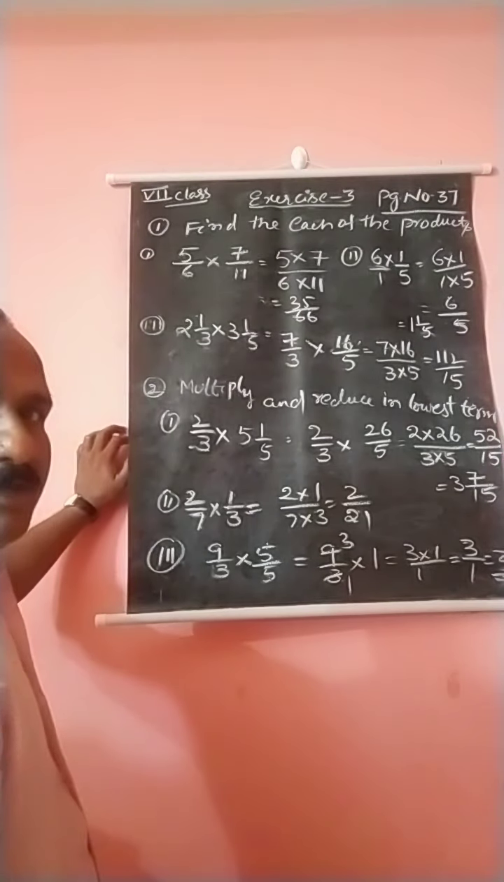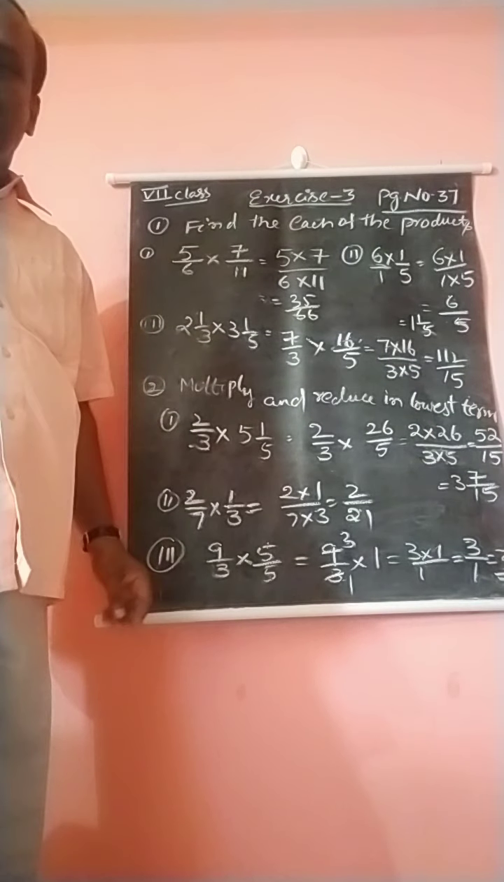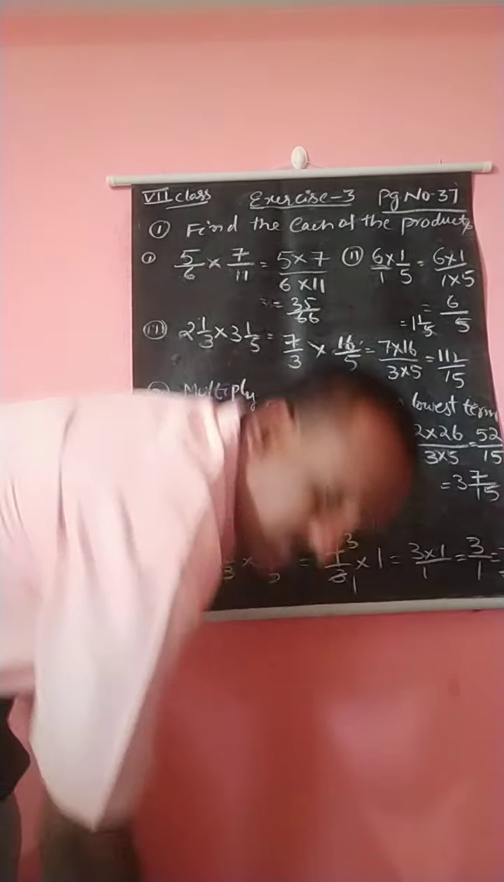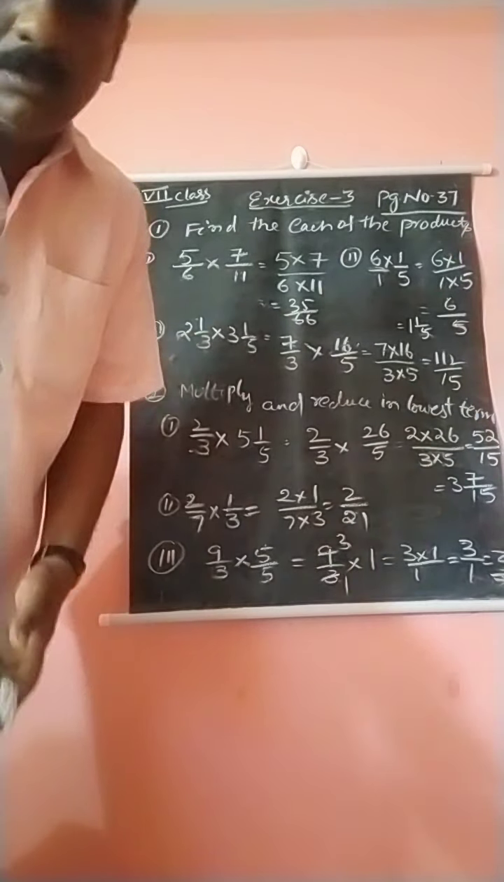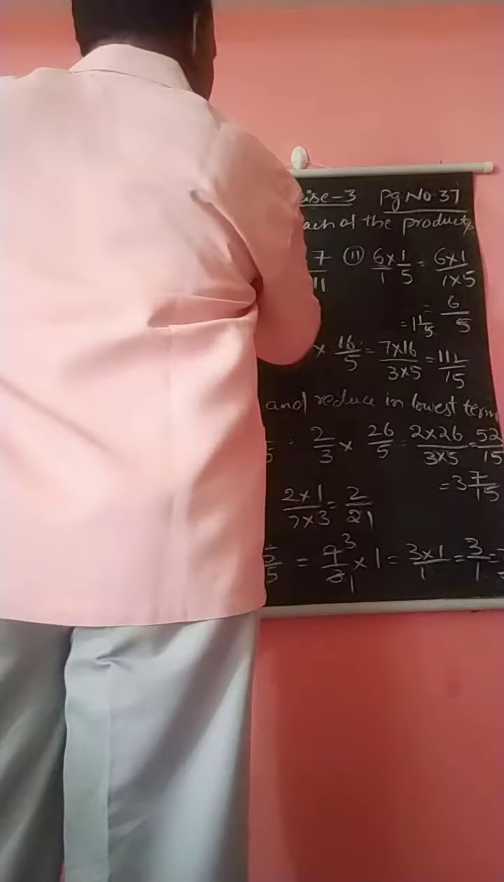Yes, this is it. Here the two Romans are finished, children. Then we go to the third Roman. What is given in the third Roman?